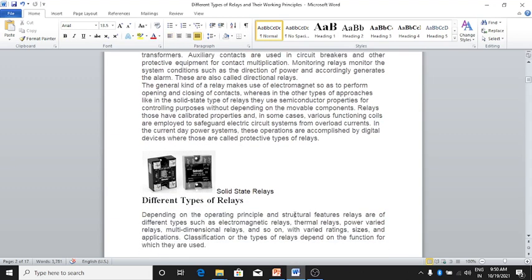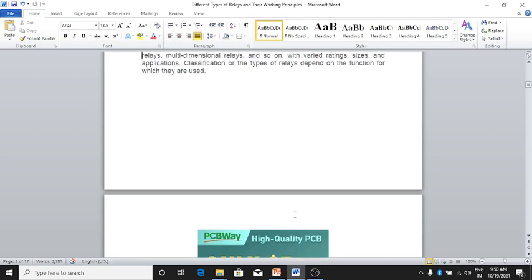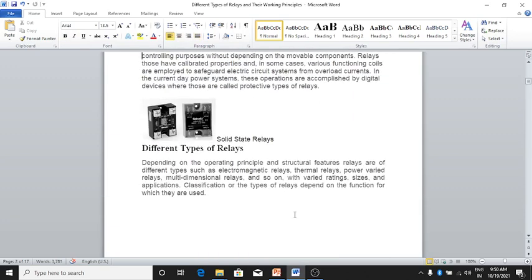See that diagram. This is the solid state relay which we have to study after studying DPDT and DPTR.